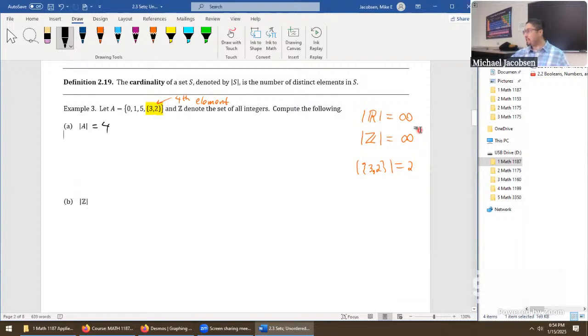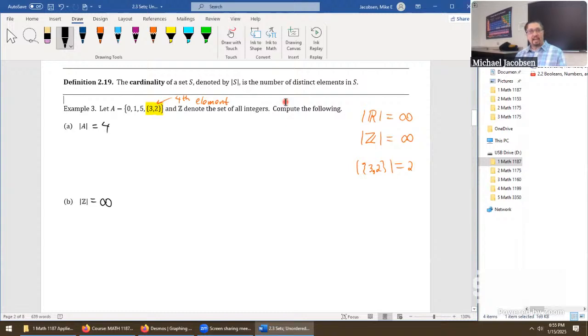And I forgot I put this here in the notes. I kind of gave that away. This set is infinite, so whenever we're dealing with an infinite set, we would just write out cardinality is infinity. There is no finite number of distinct elements, so we just throw an infinity on that expression.